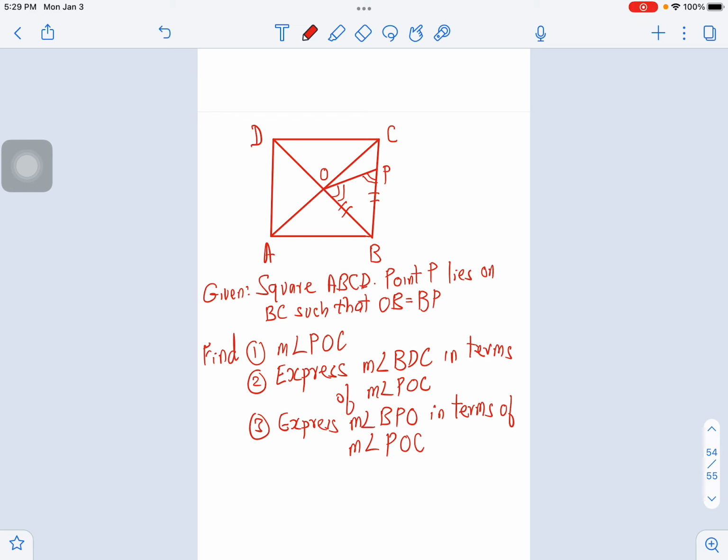One is find the measure of angle POC, right? Then you have to express BDC in terms of measure of angle POC. And finally, you need to express measure of angle BPO in terms of measure of angle POC. Okay, let's get started.